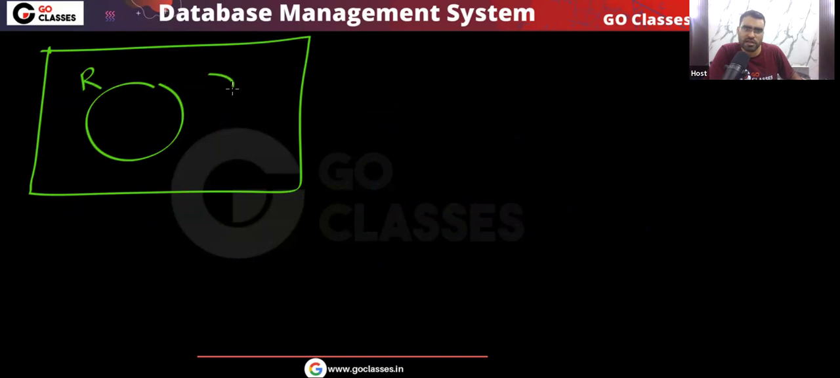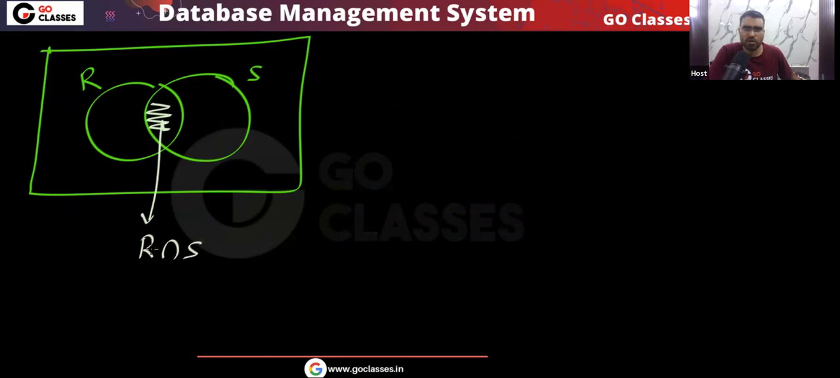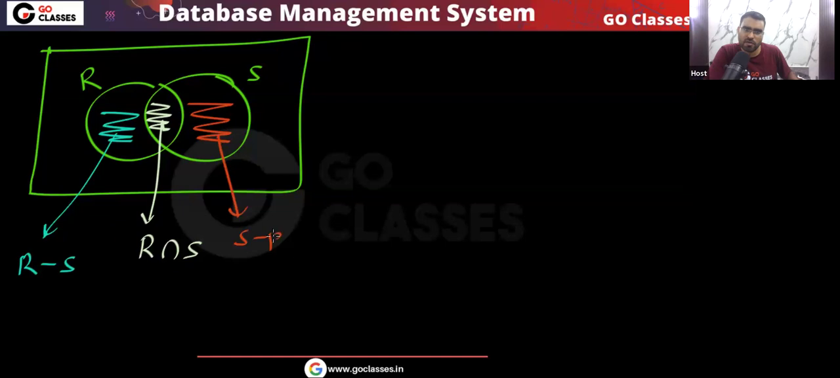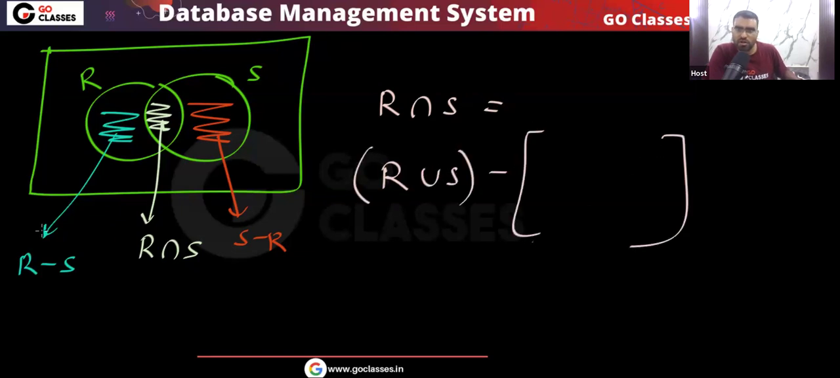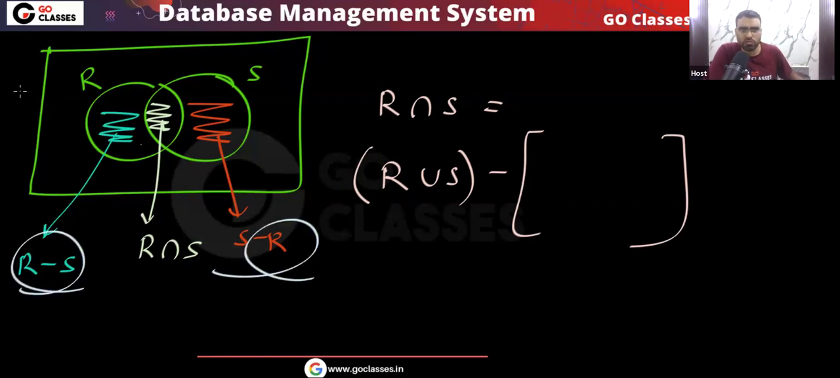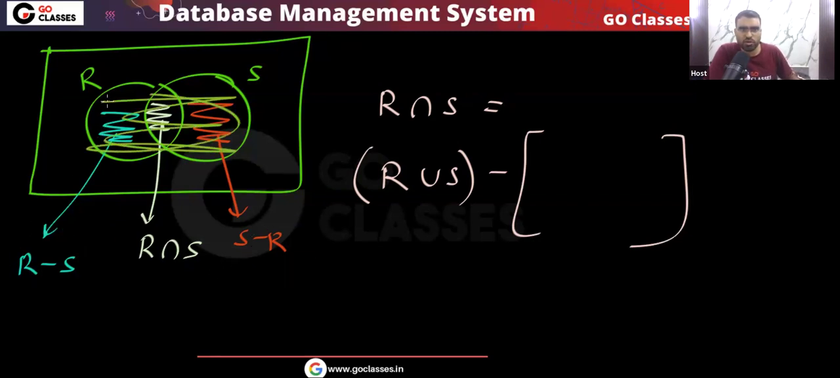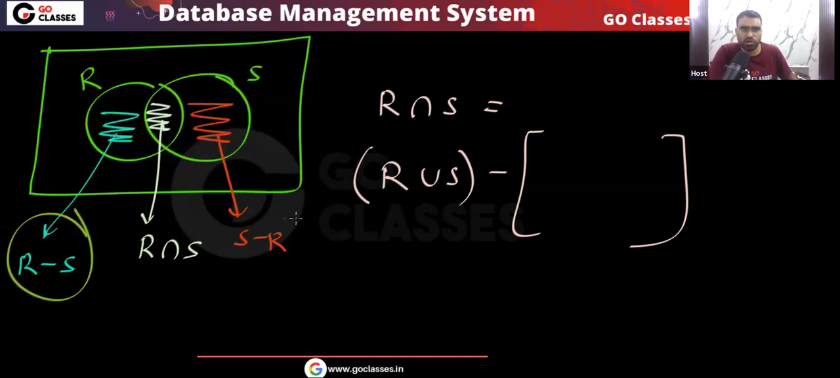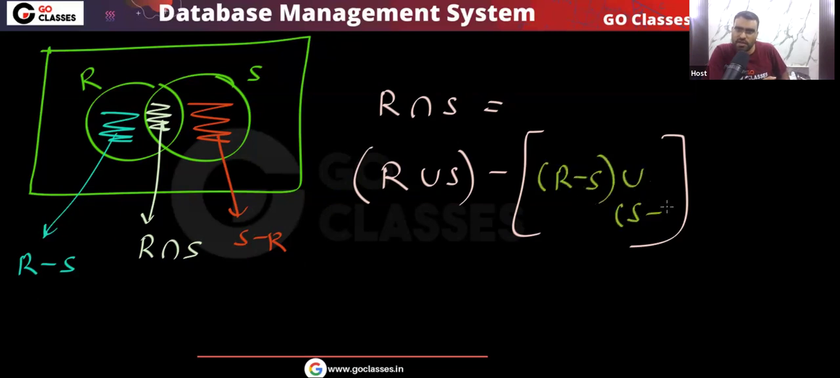For example, this is R, this is S. You can see this is R intersection S. What I can do, again, very simple. You know this is R minus S, and this is S minus R. So this R intersection S, I can write like this: from the complete union, I remove the union of these two, R minus S union S minus R. So like this, there are many ways you can write.